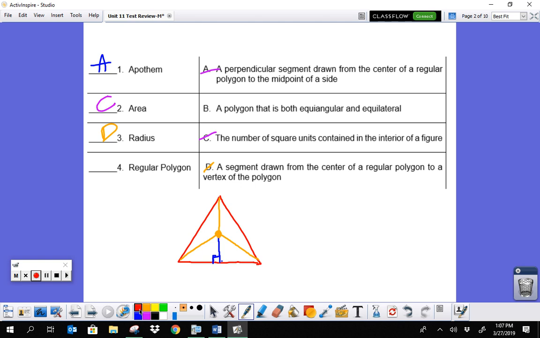And then a regular polygon, that's just a polygon that's both equiangular and equilateral. So you can see here we have an equilateral triangle. I could draw a square. Okay, so that would be considered to be a regular polygon because they have all the same sides. I could draw a hexagon with all the same sides. It has all the same sides and all the same angles. It's considered to be a regular polygon.